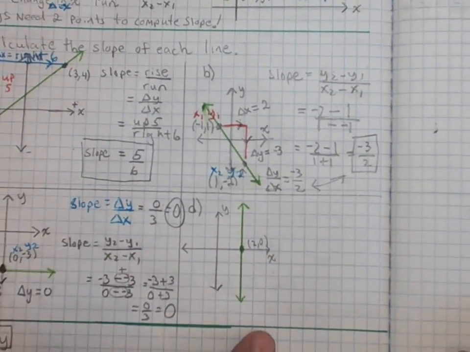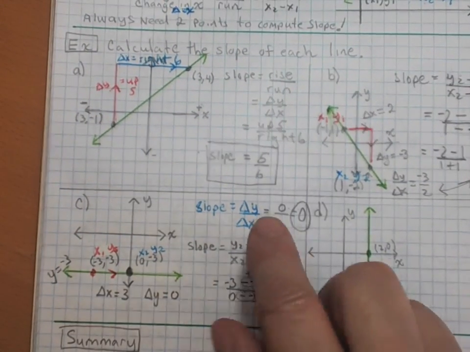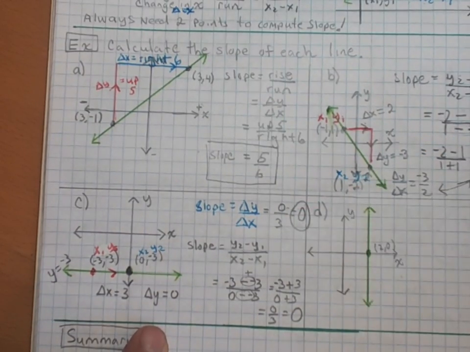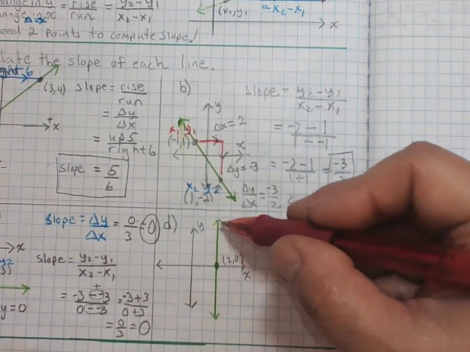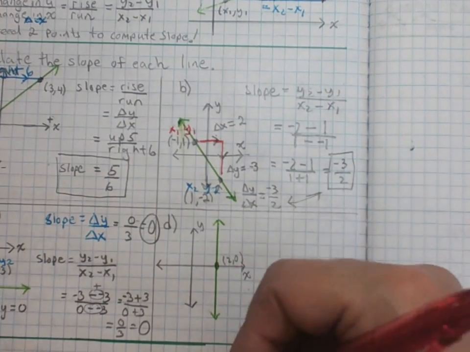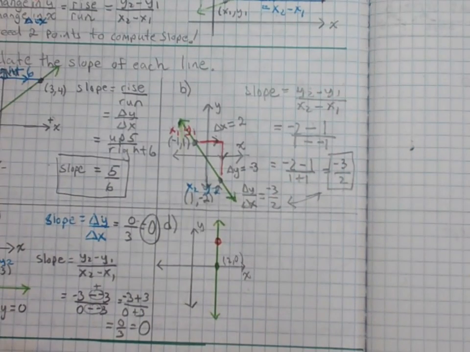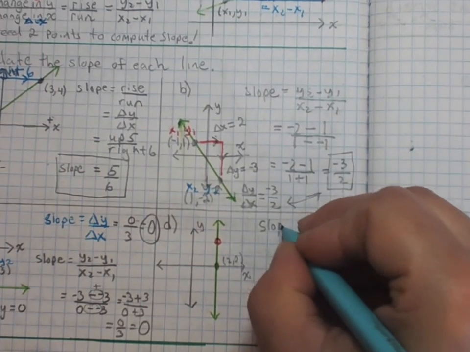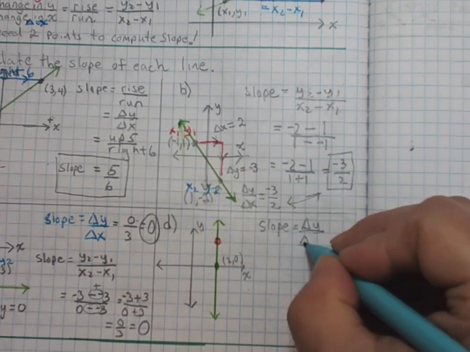All right, so that's actually true for all horizontal lines. Horizontal lines have no rise, so delta y will always be 0. Let's do it again here. So I have a vertical line. It goes through the point 2, 0. To do slope, we need a second point, so pick any point you want. I'll just pick this one. And let's write slope equals delta y over delta x.